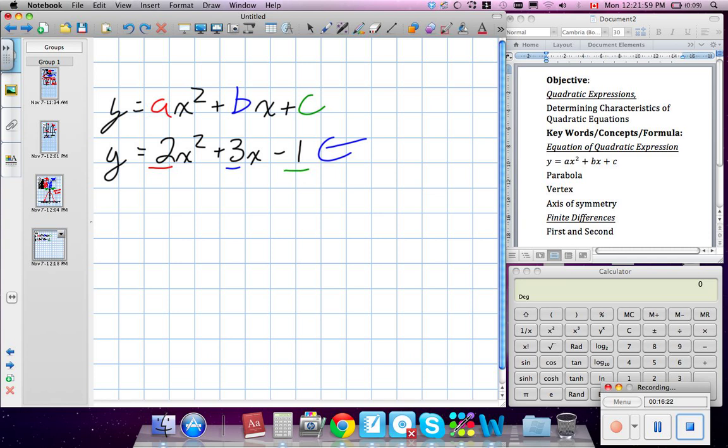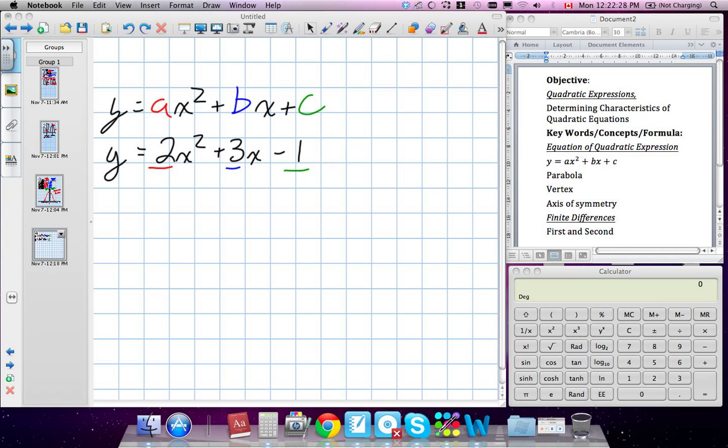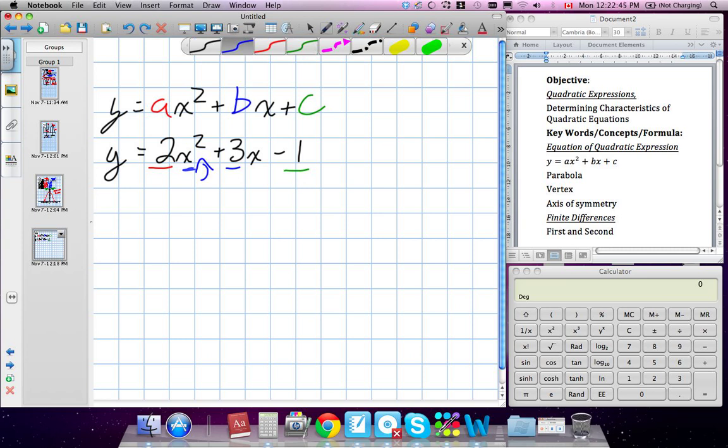one way to tell if it is quadratic or linear is we look at the degree of the expression. That is the variable with the highest exponent. What is the variable of the highest exponent? 2. So if we are to the second degree, we are quadratic.